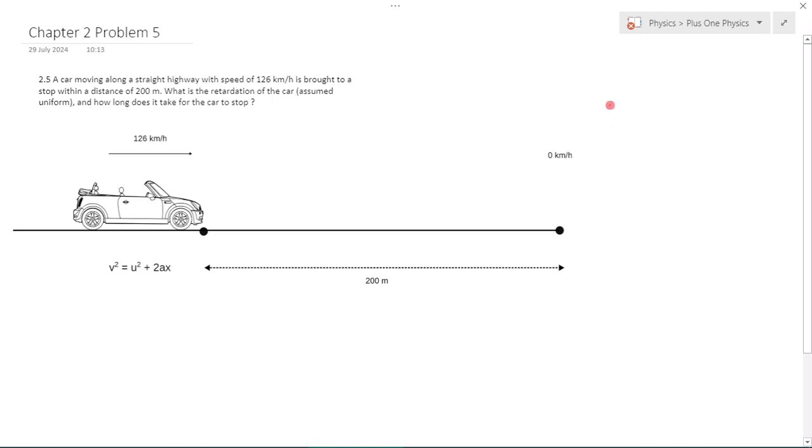Acceleration in the negative direction is called retardation. So how much retardation must we apply to stop the car?